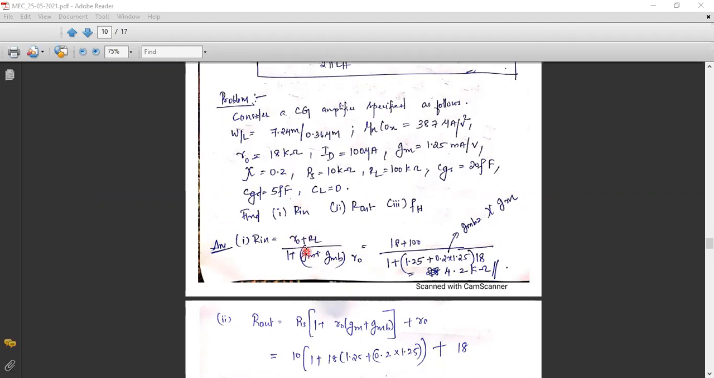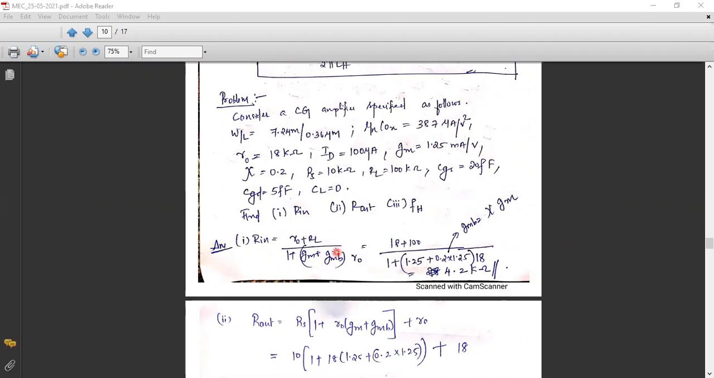R0 is 18 kilo ohm, RL is 100 kilo ohm, right? So no need to convert into ohms, because you can expect your answer in kilo ohm itself. Divided by 1 plus GM, which is already given. It is 1.25 milliamps. Milliamps is fine because resistance is in kilo ohm, so let it be as such.